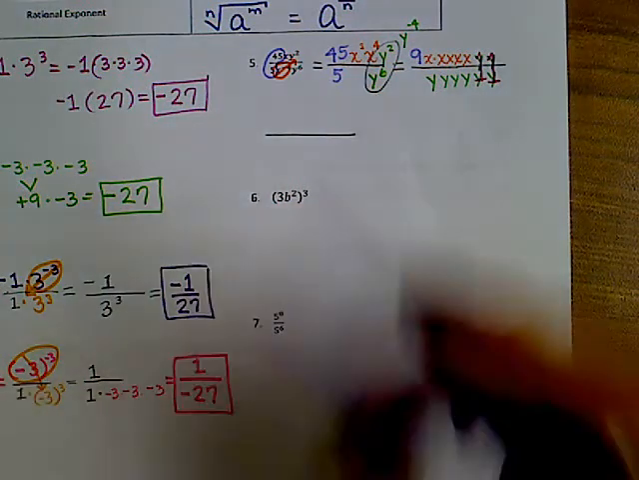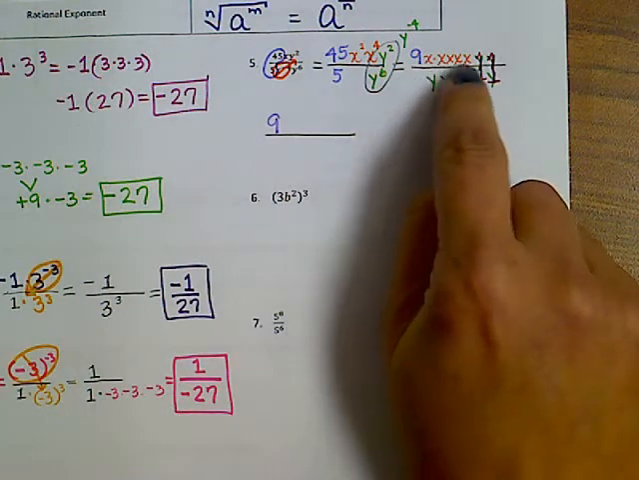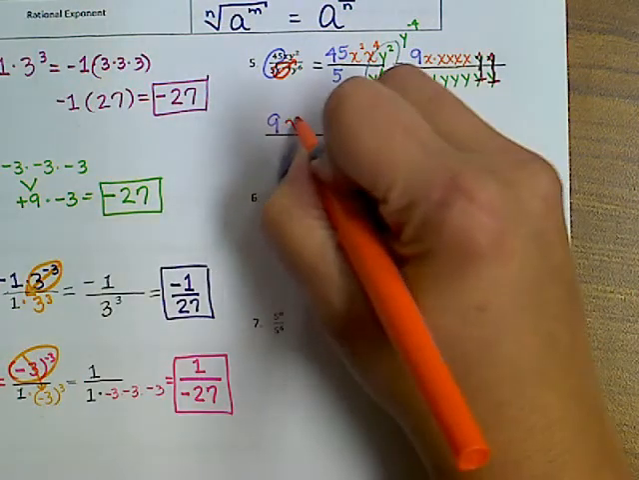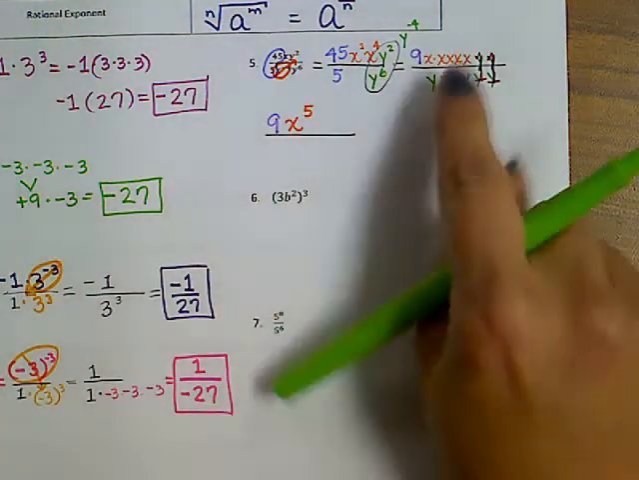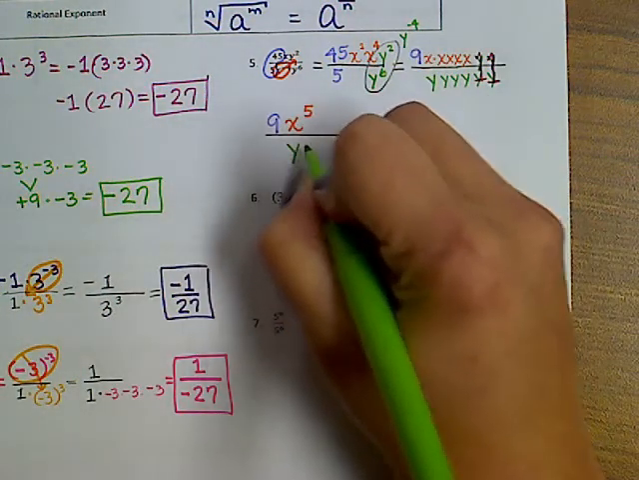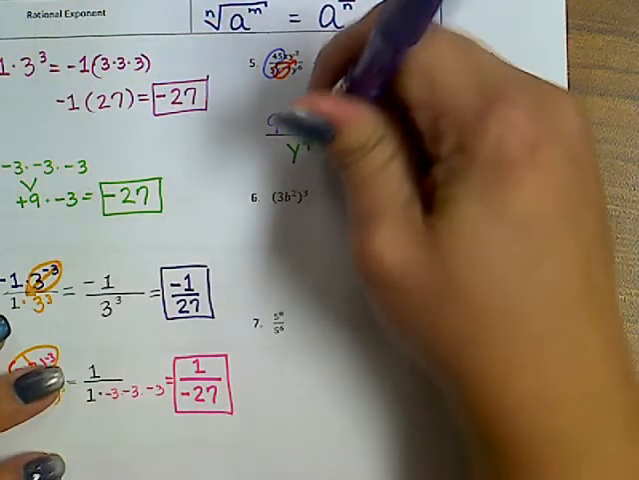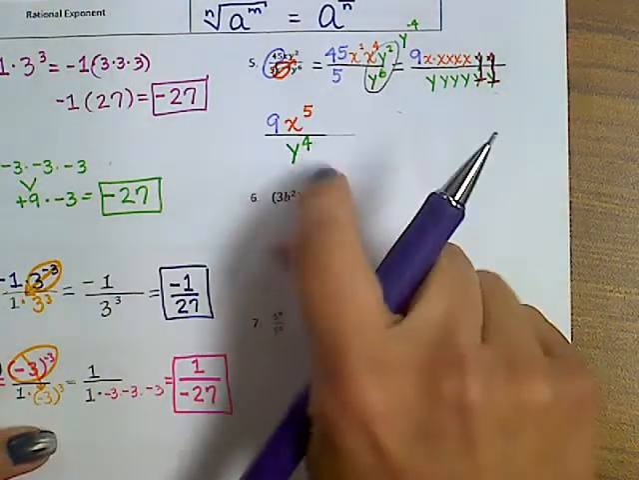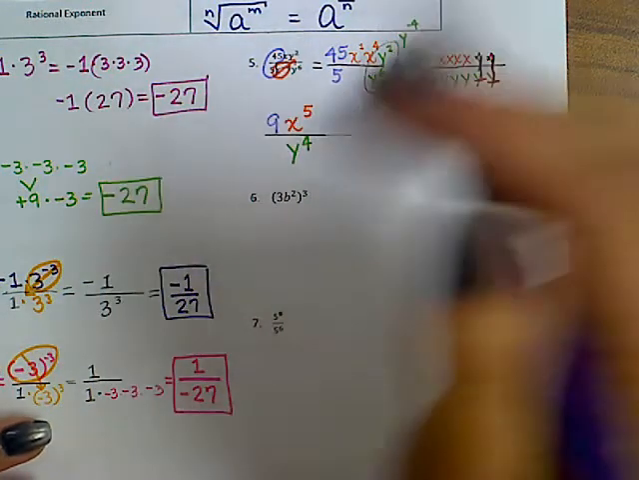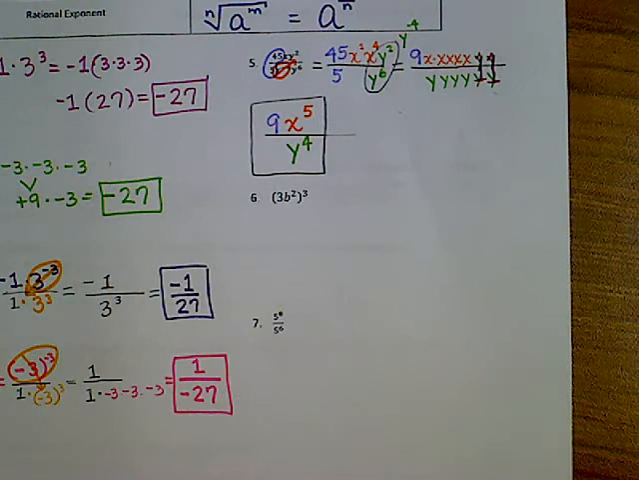So let's write out our final answer. That is 9. I have 1, 2, 3, 4, 5 x's. That would be x to the power of 5. And all I have left is 1, 2, 3, 4 y's in my denominator. Now, be very careful of writing your exponents. Make sure that they are smaller and raised towards the top. There we go. Let's go ahead and work on number 6.